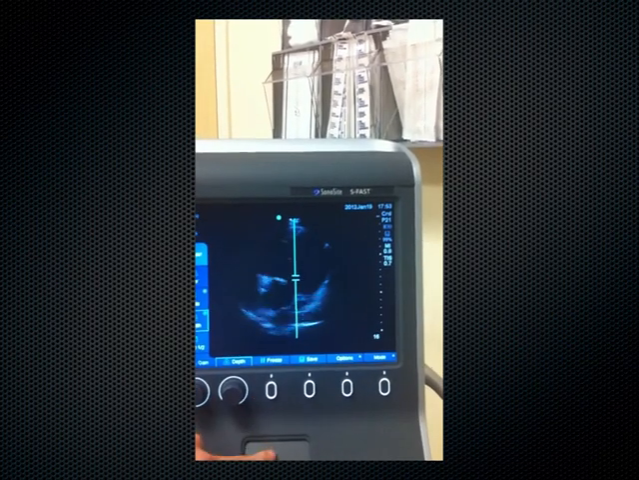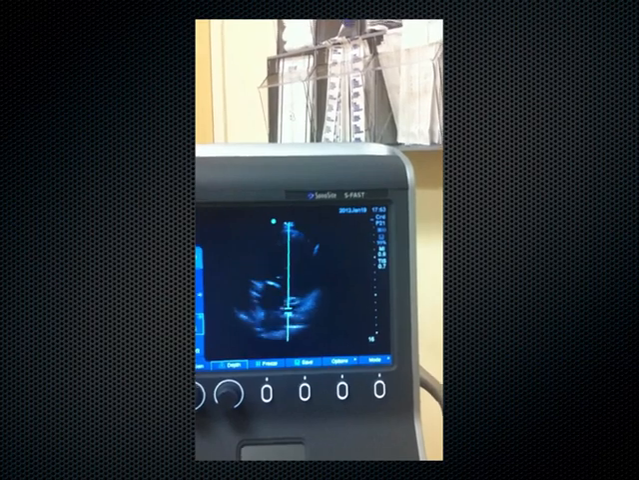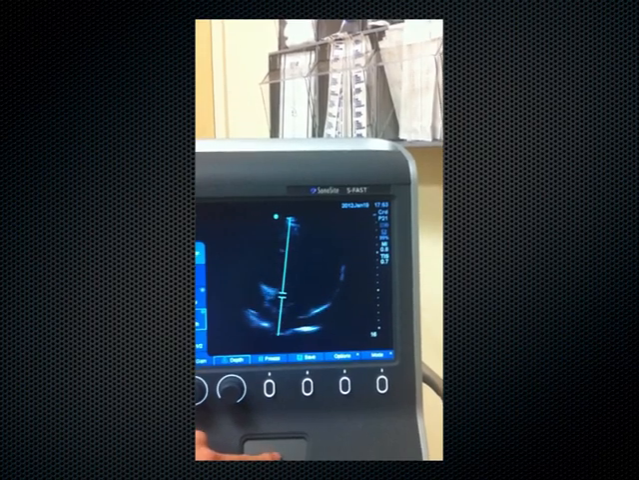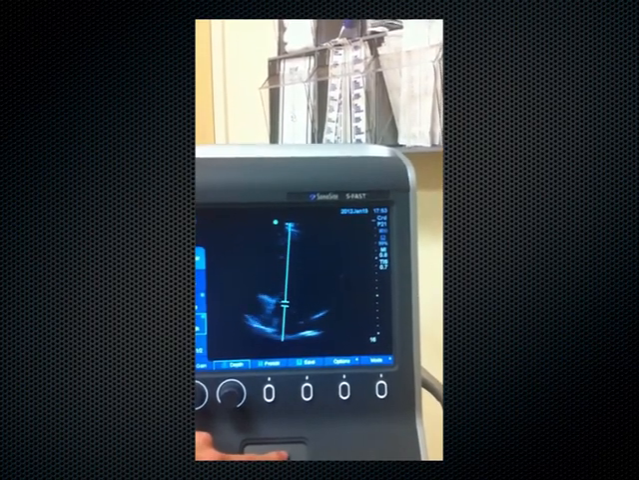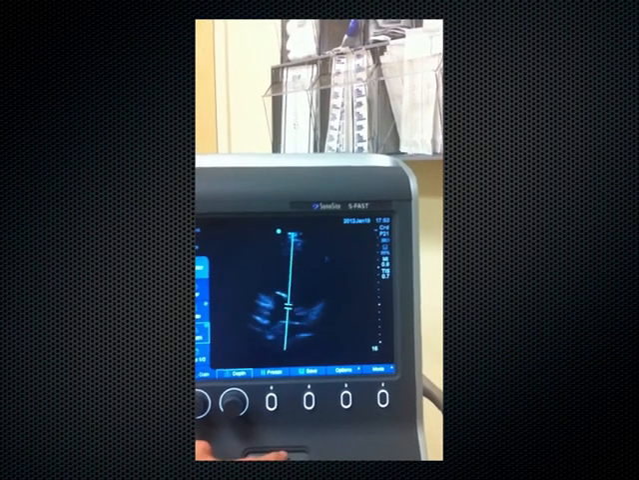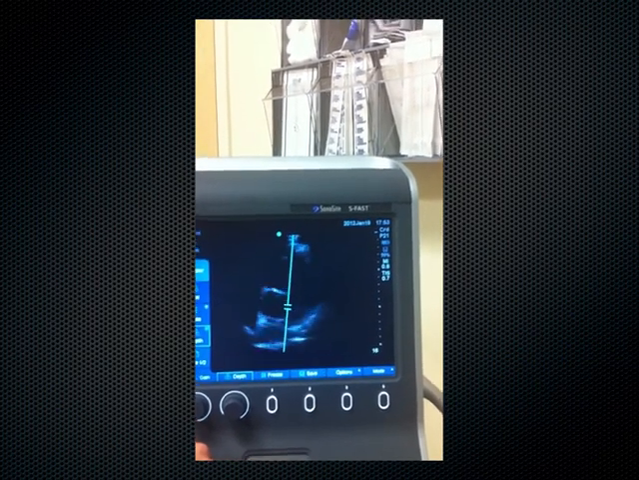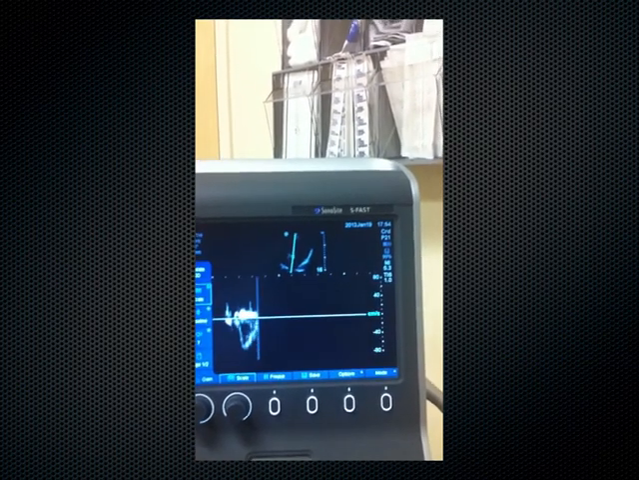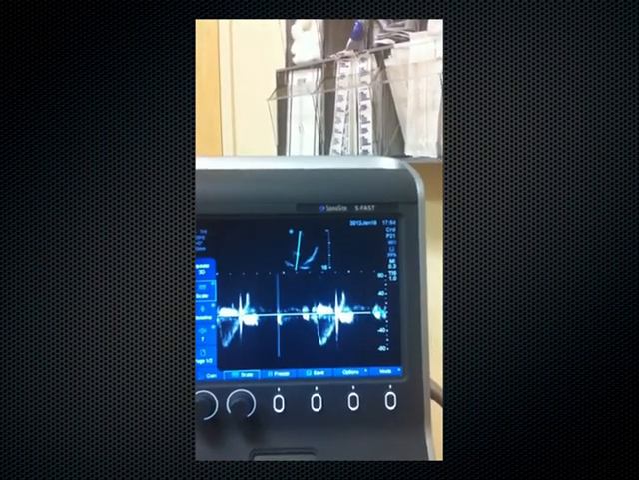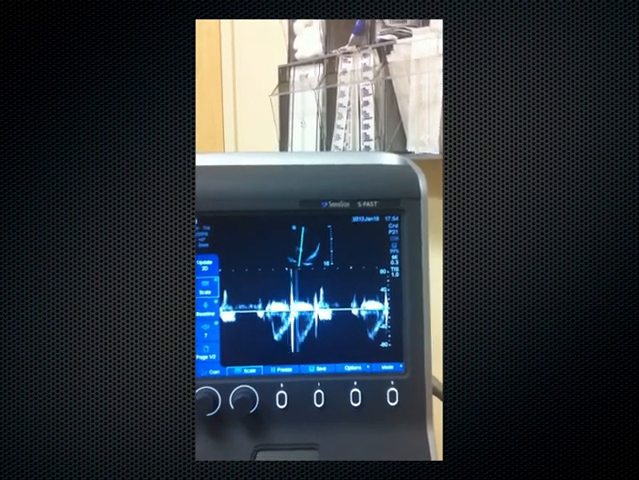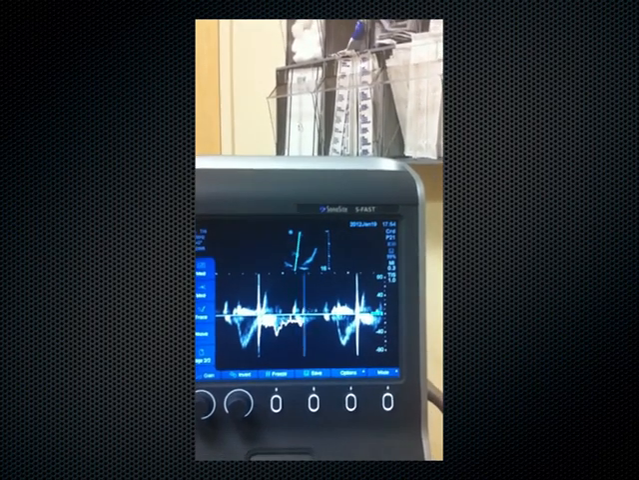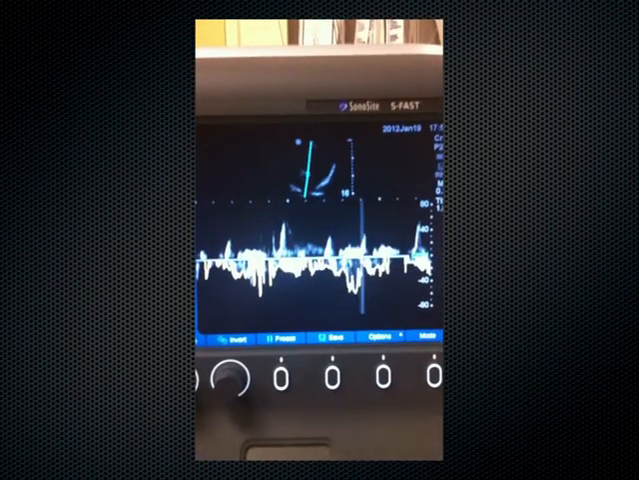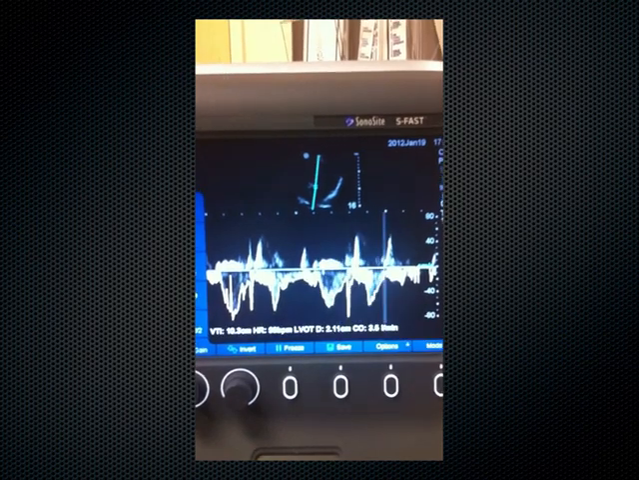So I'm going to hit that. Around right here, just where the valves are. It's good. Yeah. And we'll hit that again. Page 2. Trace. Let's do a retake of that.